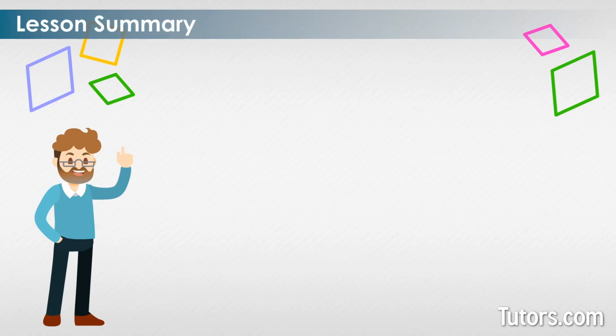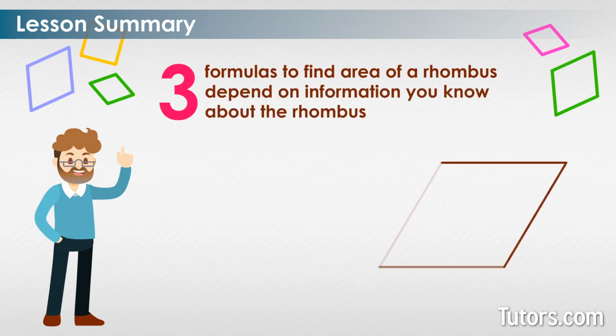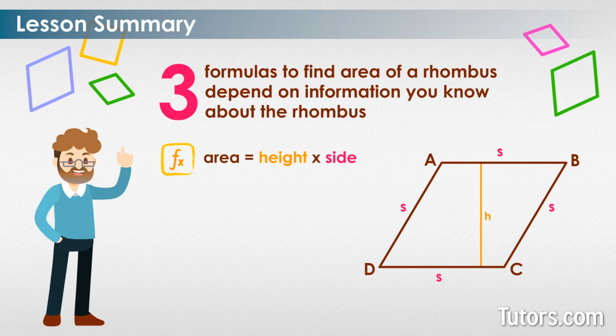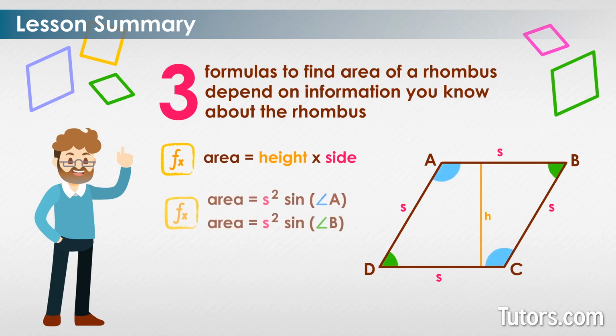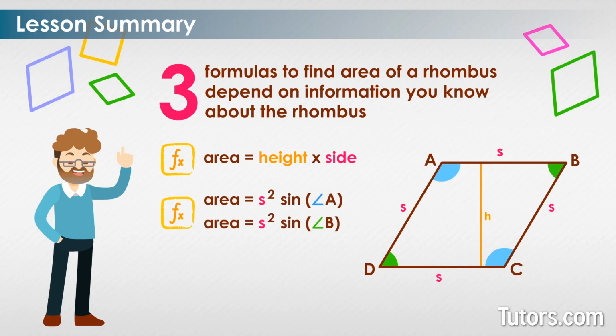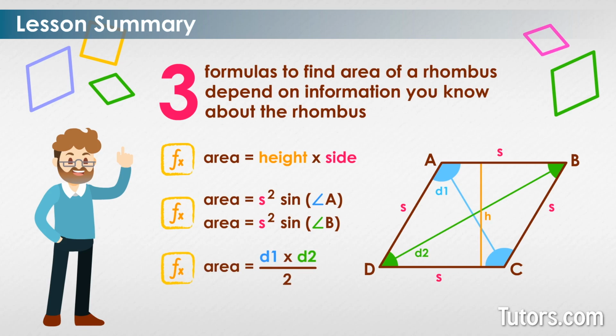In this lesson, we've learned what a rhombus is, how it fits into the family of quadrilaterals, what its various parts are, and how to find its area. The three formulas to find area depend on information you know about the rhombus. If you know altitude or height and side S, the formula is area equals height times S. If you know the length of one side S and the measure of one angle, the formula is area equals S squared times the sine of A. If you know the lengths of the diagonals, the formula is area equals d1 times d2 divided by 2.